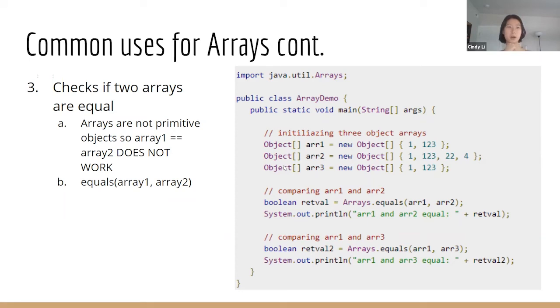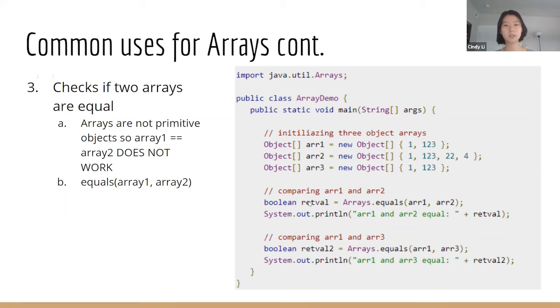Character and booleans are quite rare. We probably won't be using them, but it's basically just string, ints, and doubles. So this is an array of ints. We compare array 1 and array 2 through Arrays.equals(array1, array2).